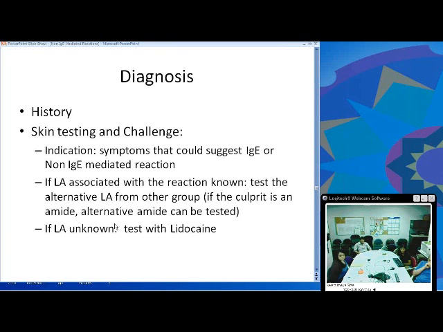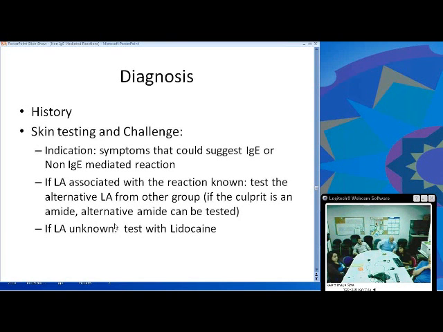So when would you do it? Symptoms that could suggest IgE or non-IgE mediated, you go ahead and do the skin test. What do you test for? Sometimes patients come in saying it was like 10 years ago and now I'm having a procedure. I don't know what was used at that time. So in those cases, test the alternative local anesthetic from another group. If you know it, do it with another group. And if the culprit is actually an amide, like lidocaine, you can use another amide also. But if it's not known, just test with lidocaine.